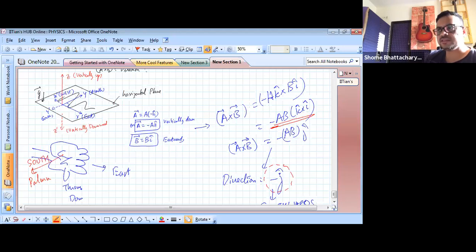Okay, hope it is clear to you, Sarvesh, why it is minus j, because it is negative of EB into j cap. E and B are magnitudes, right? They are positive quantities. So it is some negative quantity into j cap. So what is its direction? It is minus j, not plus j.